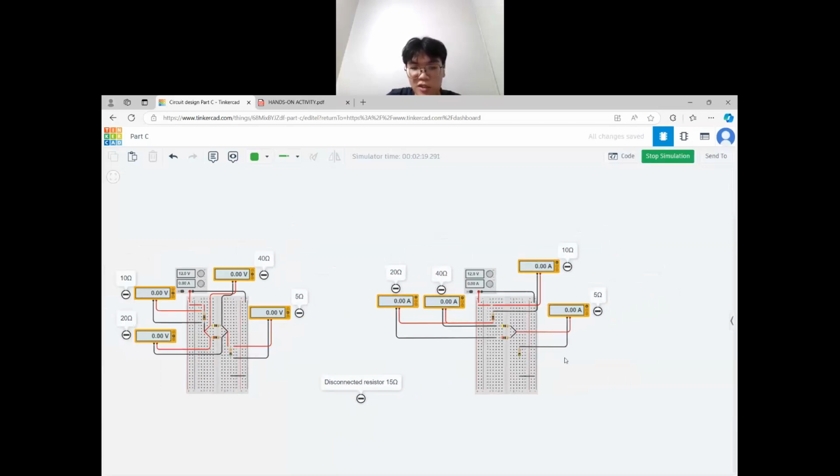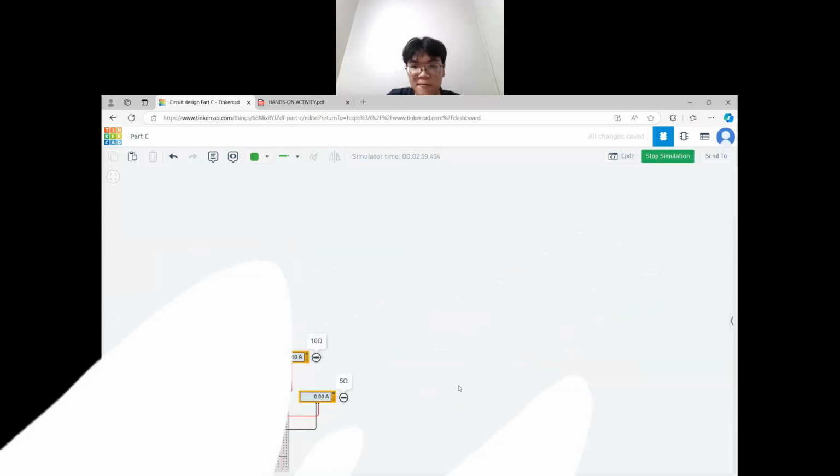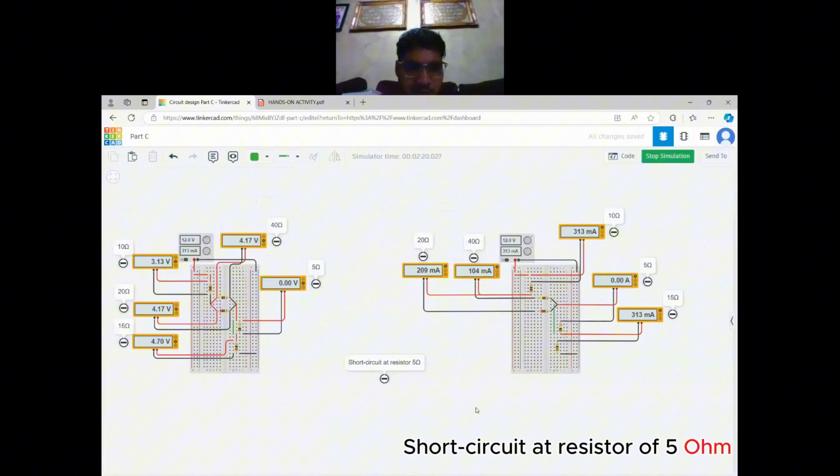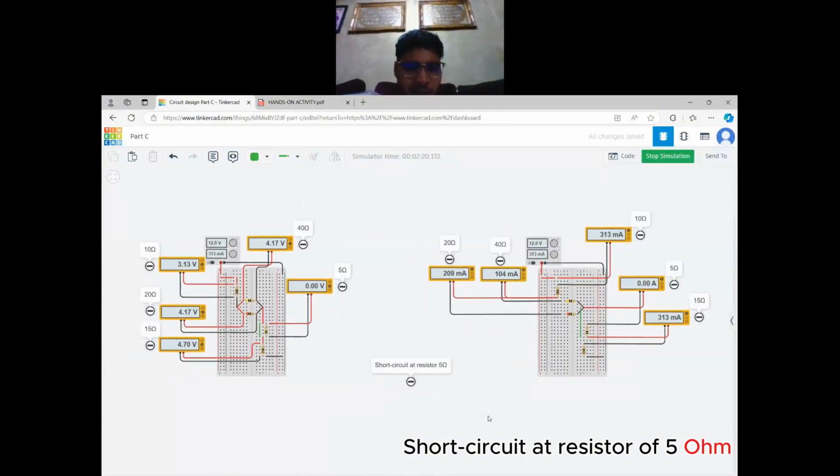So next, I want to pass it to Khaleeq. So I will talk about short circuit at resistor 5 ohm.